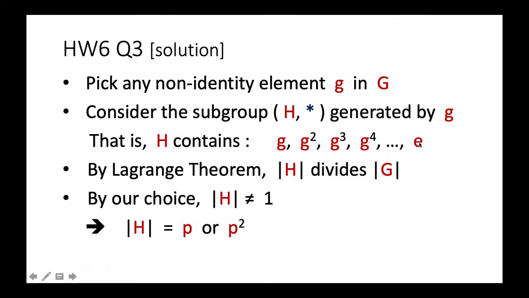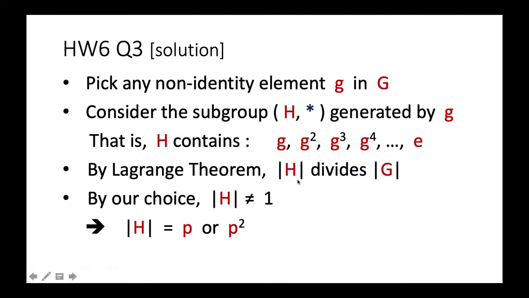So we must repeat somehow. The reason is the pigeonhole principle, we cannot have all distinct items forever. So at a certain point, something repeats, and in that case, we actually will have a subgroup. Now, Lagrange says that the size of H divides the size of big G, but by our choice, we know that the size of H cannot be 1. If the size of H is equal to 1, that means H is the identity element. This is the only case that we can have a subgroup of size 1. But H is generated by G, not the identity element, so H contains at least 2 things.